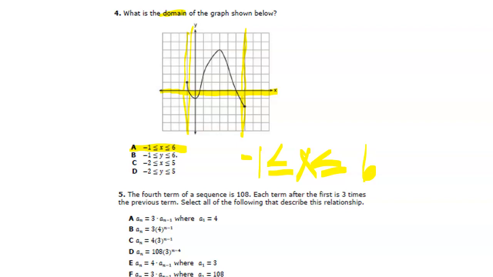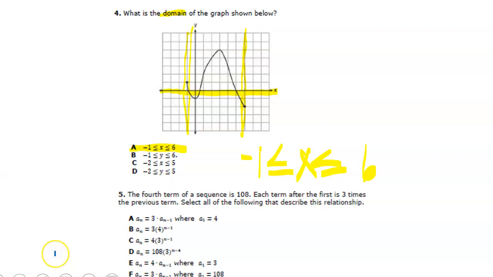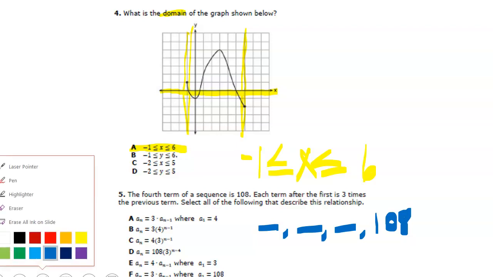Number 5, the 4th term of a sequence is 108. Each term after the first is 3 times the previous. Select all the following that describe this relationship. All right, this one's going to have some things on it that we haven't really dealt with this year, but I want to go over them in case you see them again. So we have done sequences. So the 4th term is 108. So 1, 2, 3, 108. Each term after the first is 3 times the previous. I meant to go to pen.